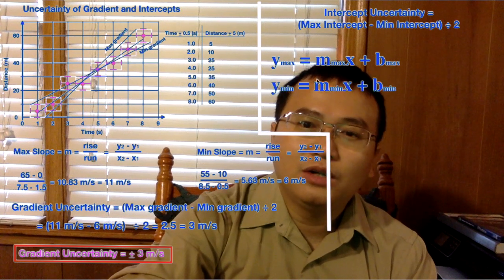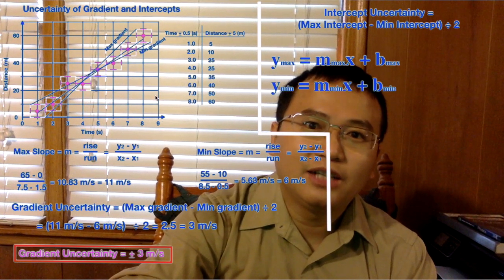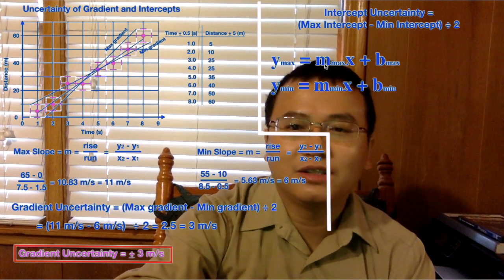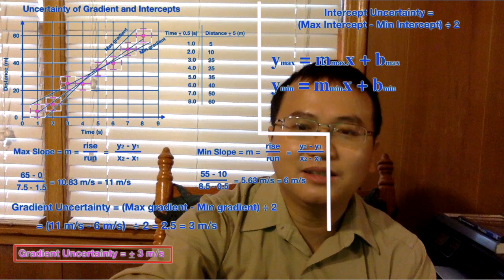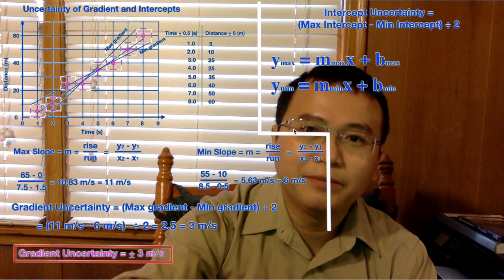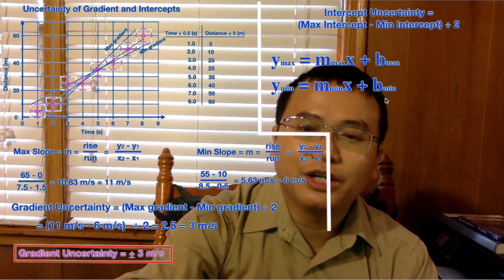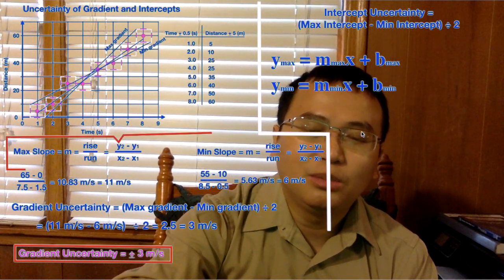So I'm going to write the equations of the line. The equation of the maximum line is y max equals m x plus b, and the same equation applies for min. So how do I find the intercept? The intercept is represented by the letter b right here. So we just need to plug in numbers.